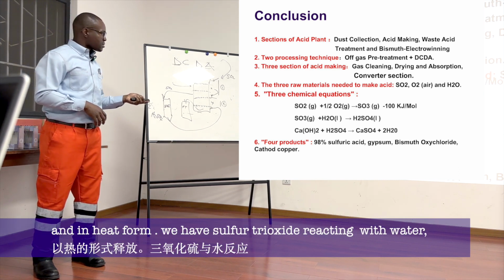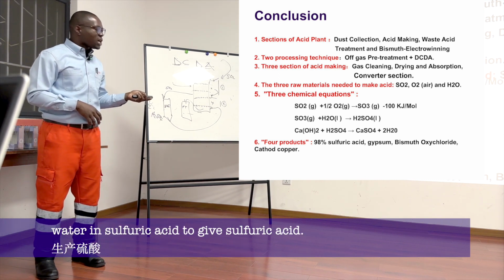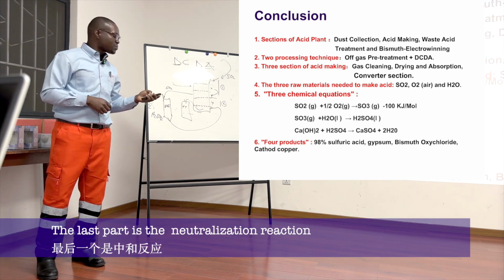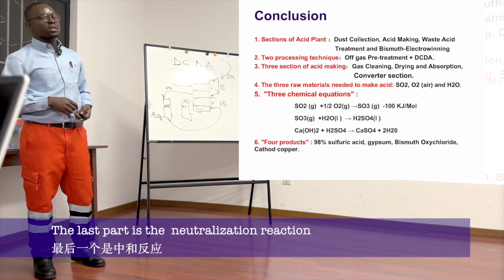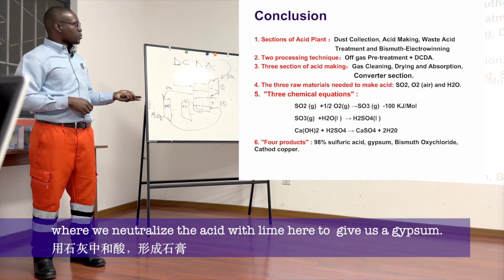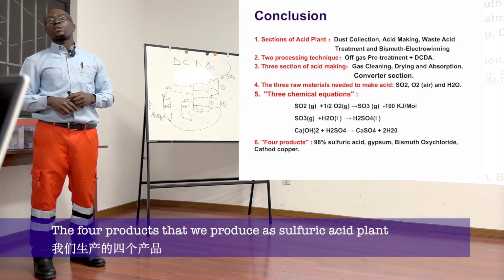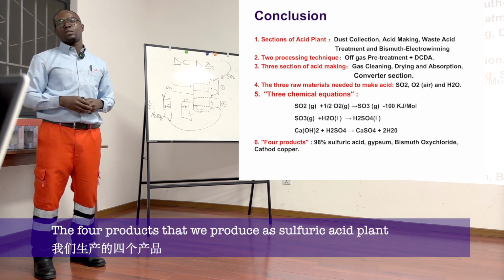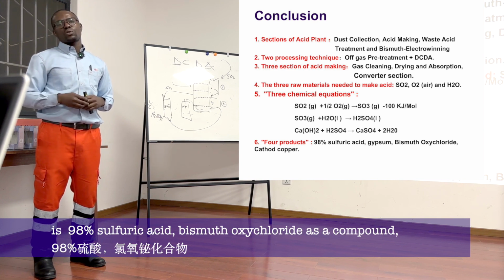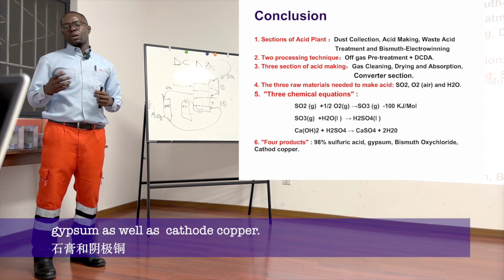We have sulfur trioxide reacting with water in sulfuric acid to give sulfuric acid. The last part is the neutralization reaction, where we neutralize the acid with lime here to give us gypsum. The 4 products that we produce as sulfuric acid plant are 98% sulfuric acid, bismuth oxychloride as a compound, gypsum, as well as cathode copper.